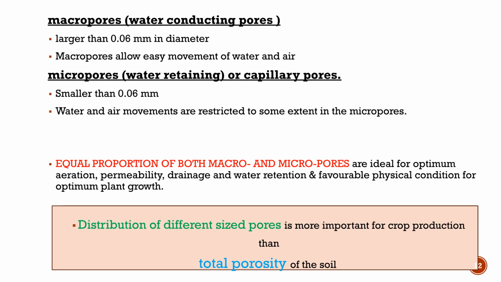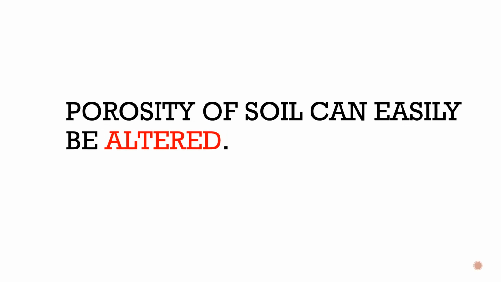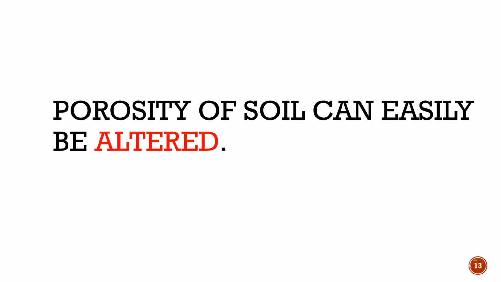Macropores are water-conducting pores larger than 0.06 millimeters, allowing easy movement of water and air. Micropores, or capillary pores, are smaller, restricting water and air movements. An equal proportion of both is ideal for optimum plant growth. The porosity of soil can easily be altered.